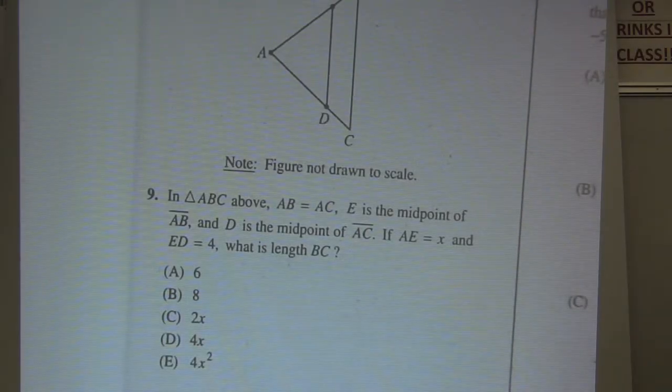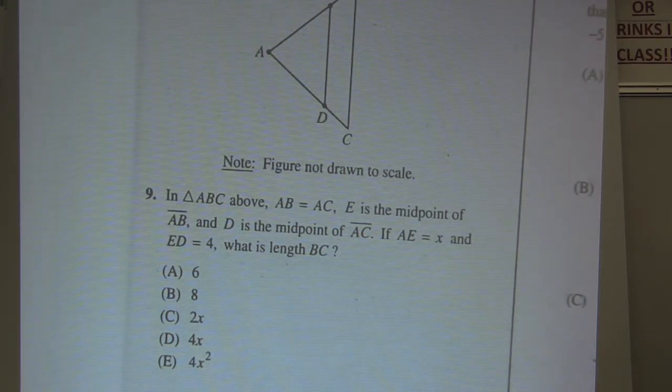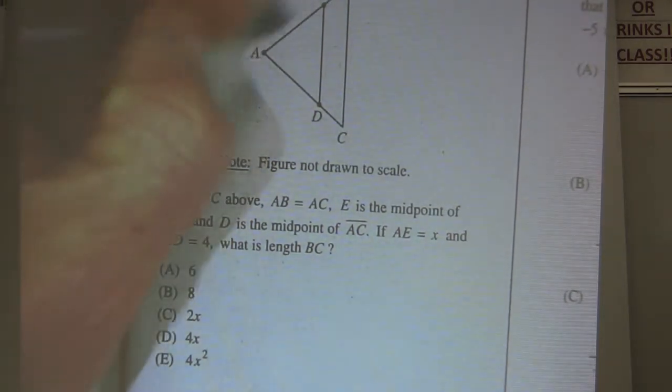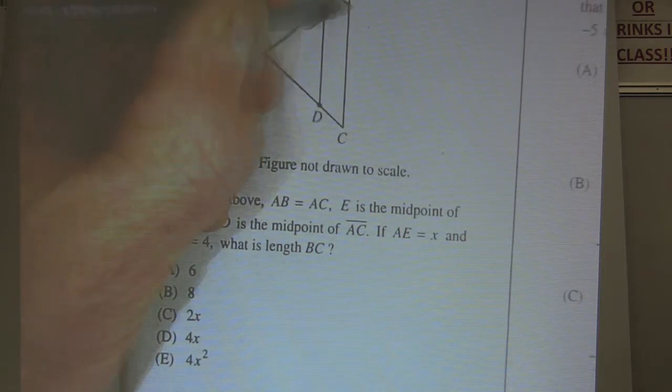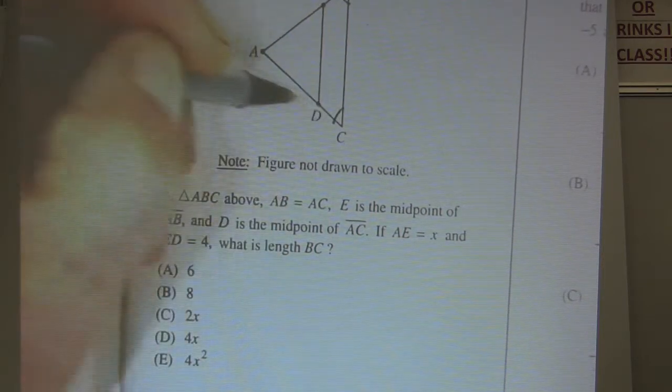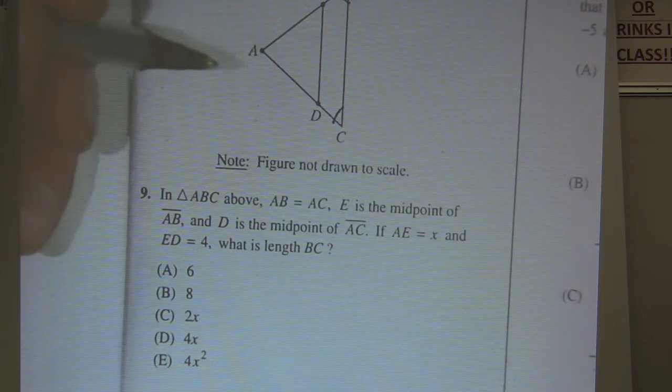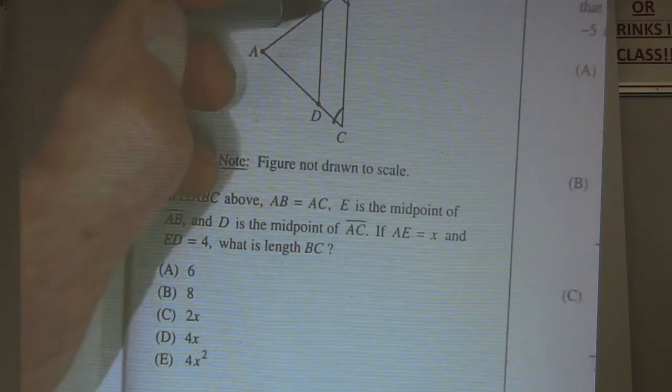It says the figure is not drawn to scale, so it probably is way out of whack. Okay, in triangle ABC above, AB is equal to AC. So this side over here equals this side over here. Now, I don't know if I need this, that just means these angles are equal over here. And then it says E is the midpoint of AB.